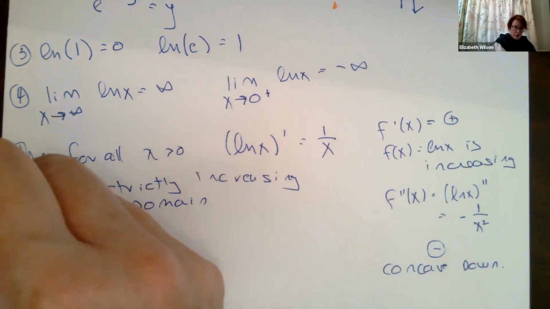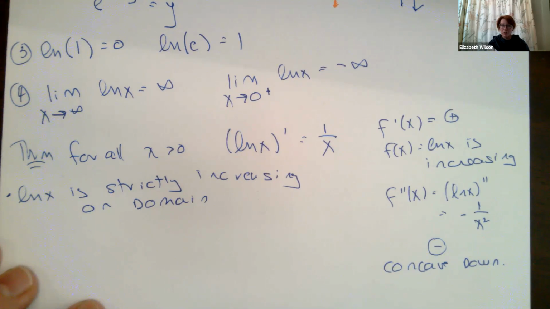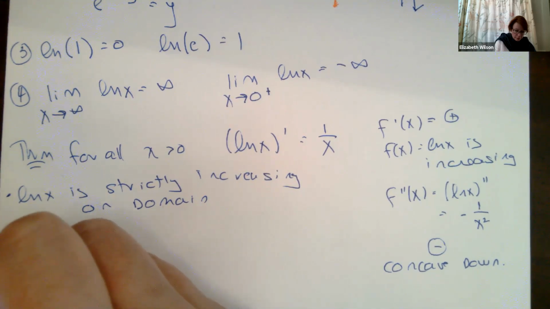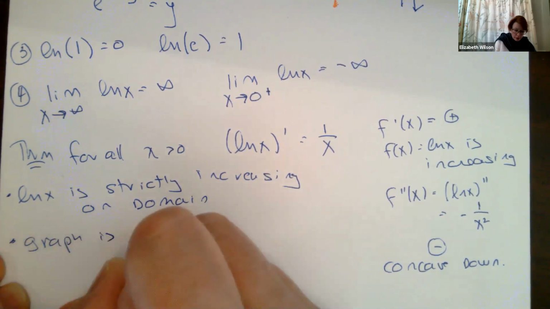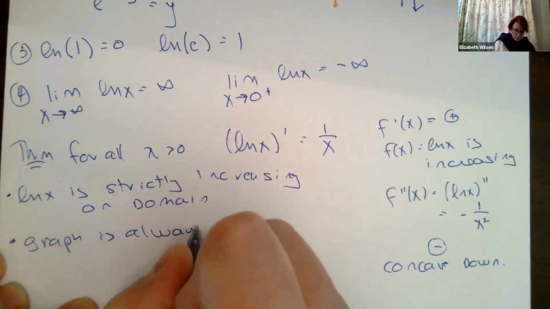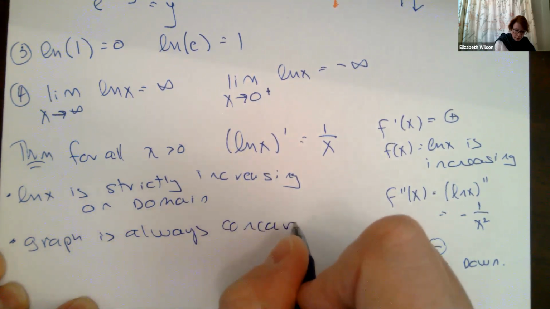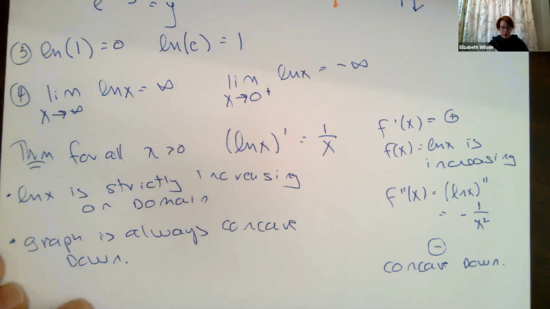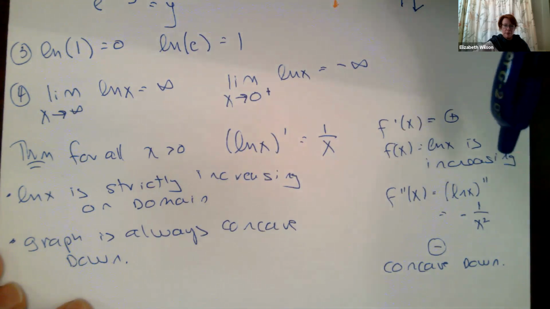So let's just write that down. Our natural log function is strictly increasing on our domain, which is all x values greater than 0. And the graph is always concave down. Okay, not too bad. All right, let's go into some examples here.